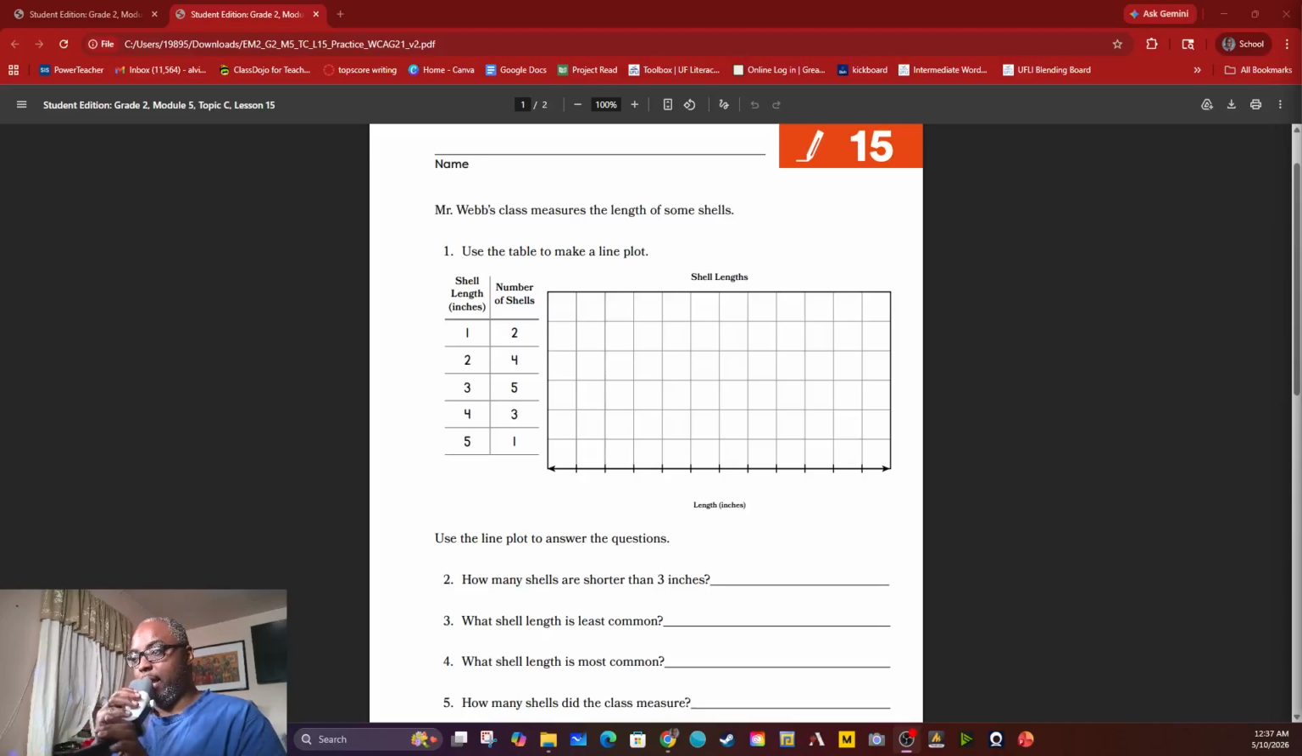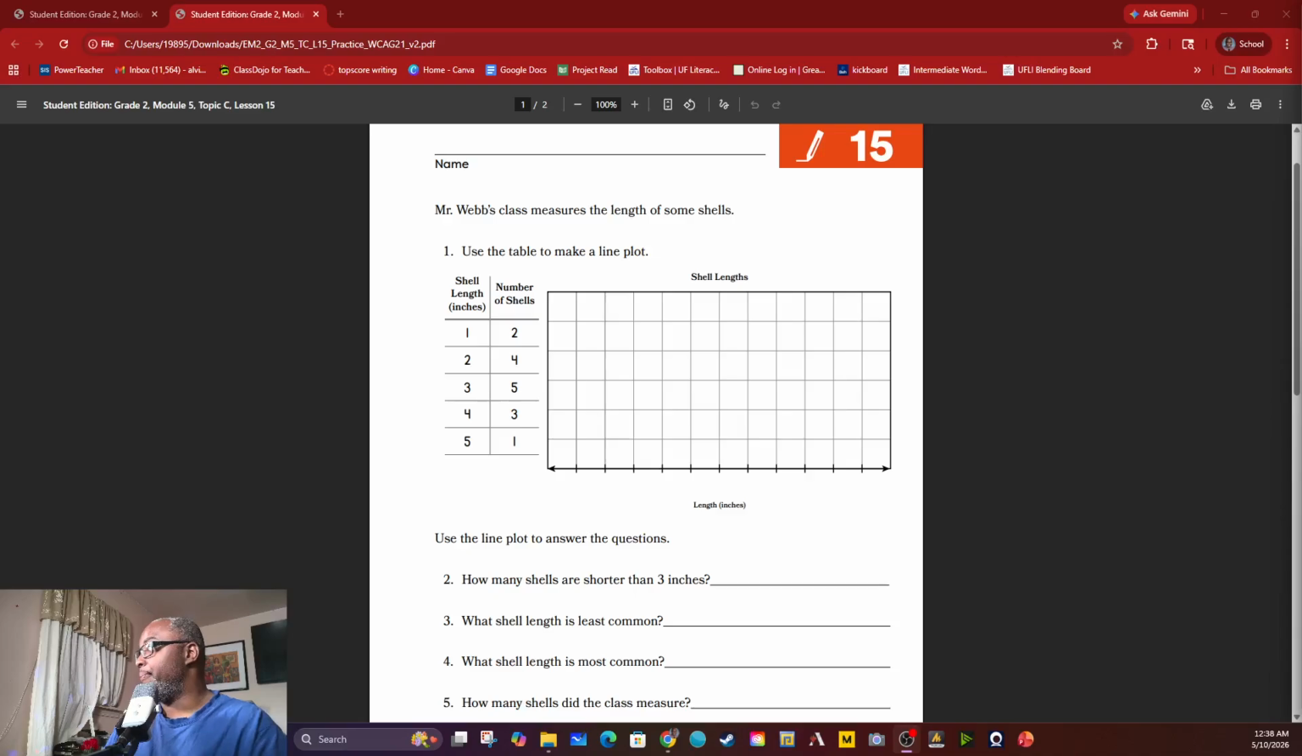All right, we are continuing on with our measurements of data to find out information using information that we have. So this is lesson 15. We're about done with this module with lesson 16. Woohoo! We made it to module 6, the last module of the school year after 16.